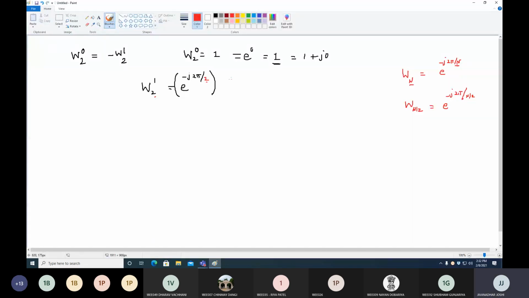So now, what about this? This is equal to e raised to minus j pi. And this is further equal to cos pi minus j sin pi. What about cos pi? Cos 180 is how much? Minus 1. Yes, this is minus 1. And sin pi is 0. So minus 1 minus 0.